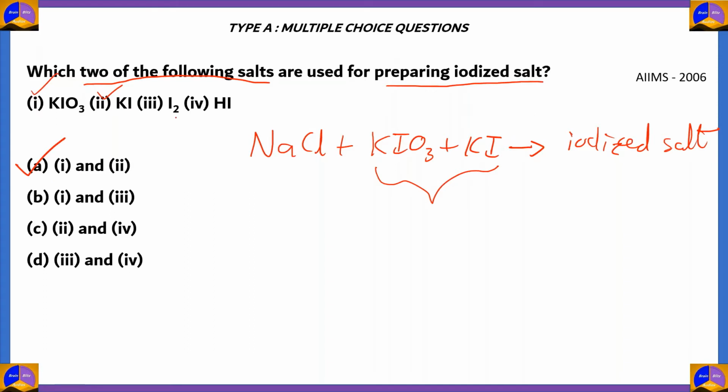In option B, it says that I2 is used for creating iodized salt, which is incorrect. In option C, it's saying that hydrogen iodide is used for creating iodized salt, which is incorrect. And in option D, both the salts given are incorrect. The right answer is option A, 1 and 2. And we found that out by the reaction. When we wrote the reaction down, we noticed that KIO3 and KI are present on the reactant side. So these two salts are used for preparing iodized salt along with NaCl.